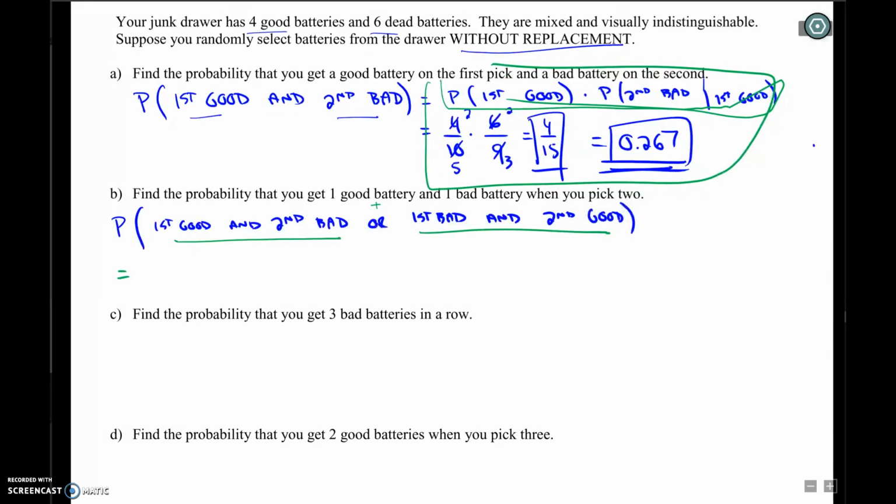So the first one is good. Well, that's 4 good batteries out of 10 total. What's the probability the second's bad given the first is good? Well, now there's 9 batteries and there are 6 bad ones.